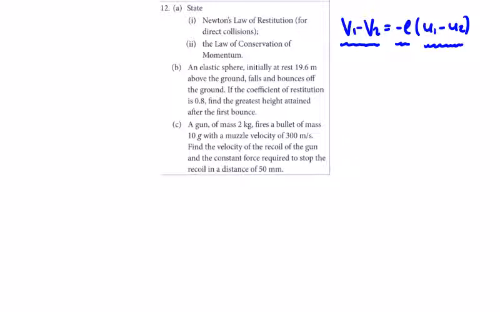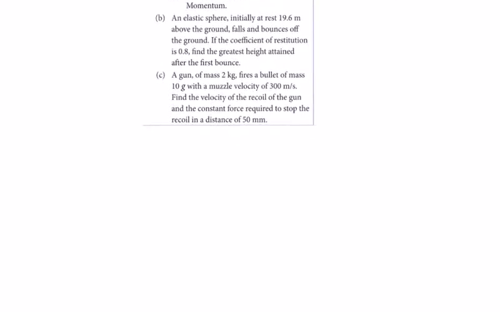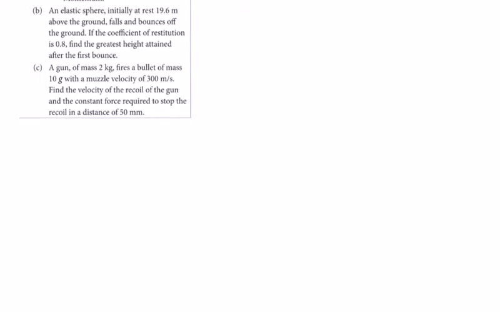So the law of conservation of momentum is your m1u1 plus m2u2, which is when a system is closed, the total momentum will be maintained or conserved. So that's those two. Let's look at part B here. An elastic sphere, initially at rest, 19.6 meters above the ground. Let's see what's going on. It's going to hit the ground.